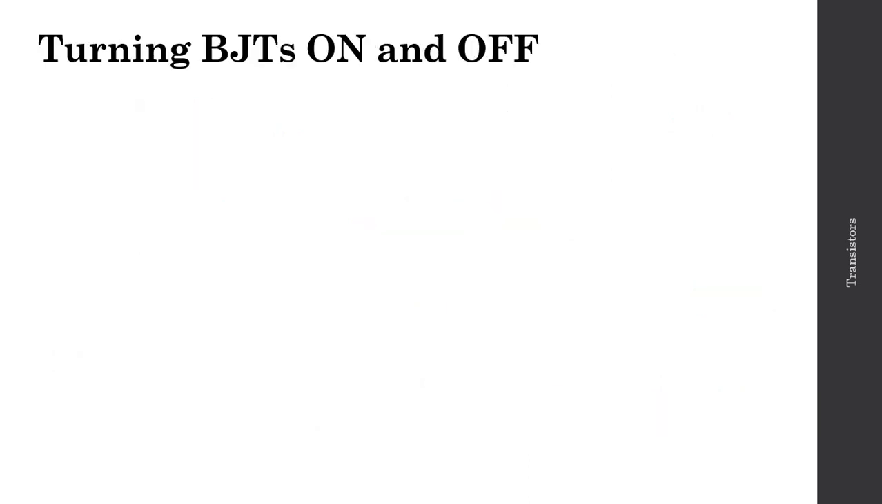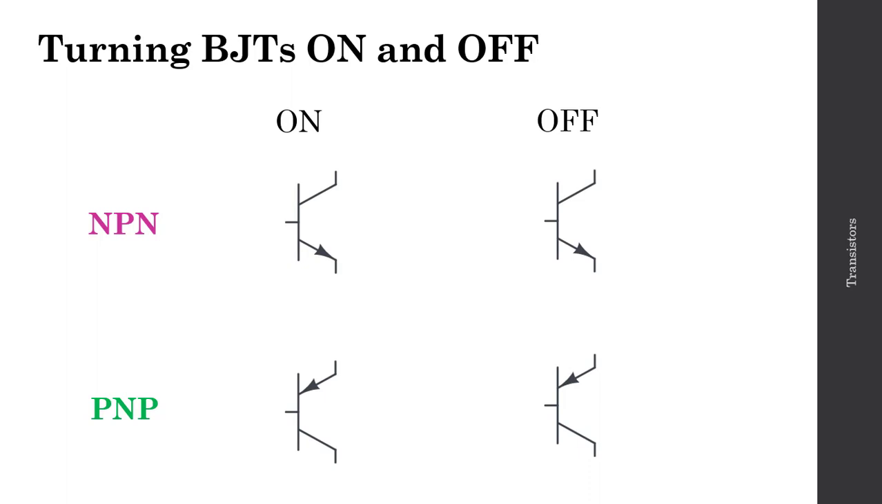If we think about the BJT as a current-controlled switch, then we need to consider how to turn that switch on and off. So let's create a table here, and we'll look at the NPN and the PNP transistor, and we'll figure out how to turn them on and off respectively. The key to this on-off process is going to be this voltage, VBE, the voltage difference between the base and the emitter. And we can think of this effectively as a diode.